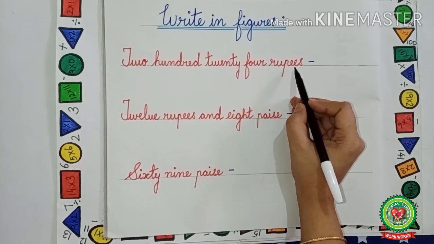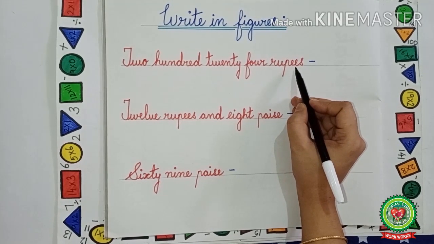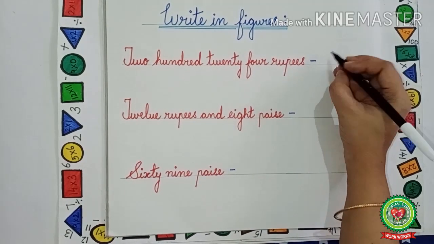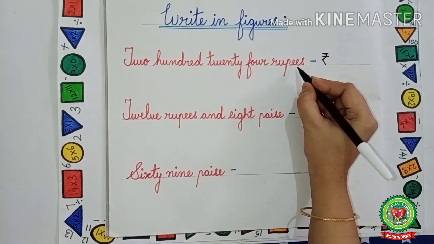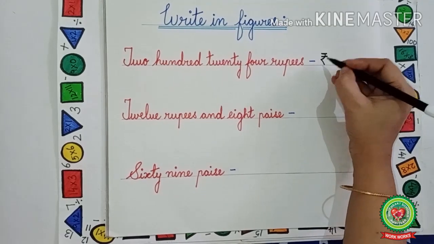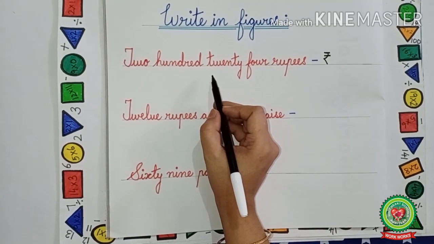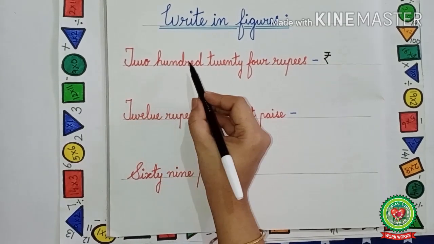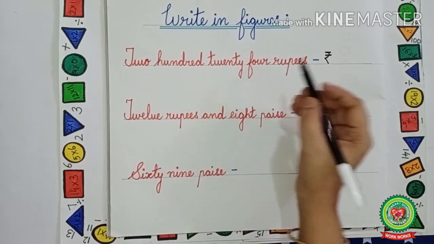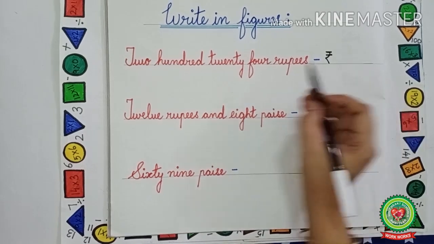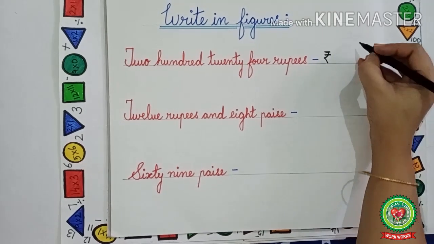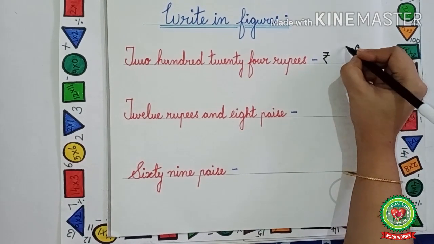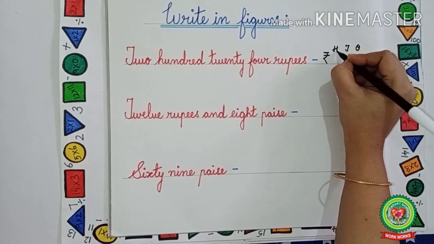Now first of all kids, what we will do, we will write the symbol of rupees, because remember that always the symbol of rupee will come in the front of the number. Now rupees is given, so we will write the symbol of rupees. Now let us read again what is the amount given to us. 224. For that we will write the place value table. Now 200 is given, that means place value table will go till hundreds. So we will write over here ones, tens, hundreds.